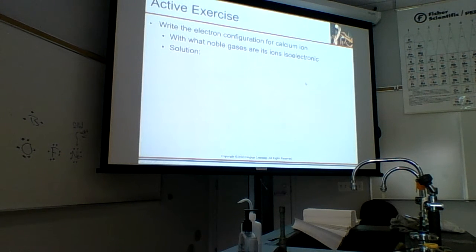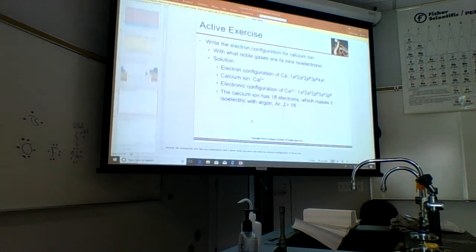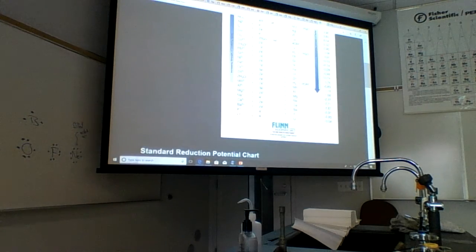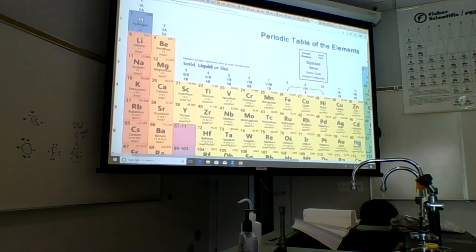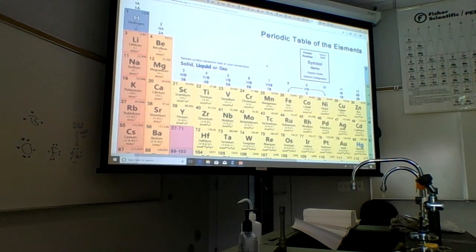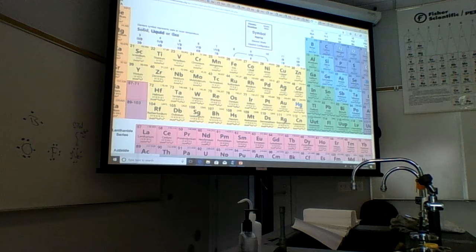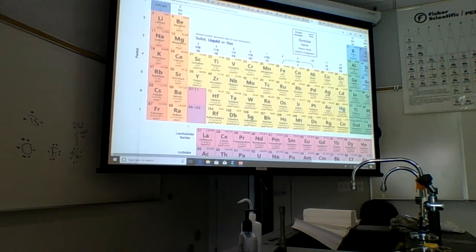Write the electron configuration for calcium ion. Okay, go ahead and let's do that. What is electron configuration? First, when we answer a question like that, we should do the electron configuration for calcium first, and then calcium ion. And so why don't you do calcium first and then calcium ion? Your periodic table is not going to have the electron configuration given.